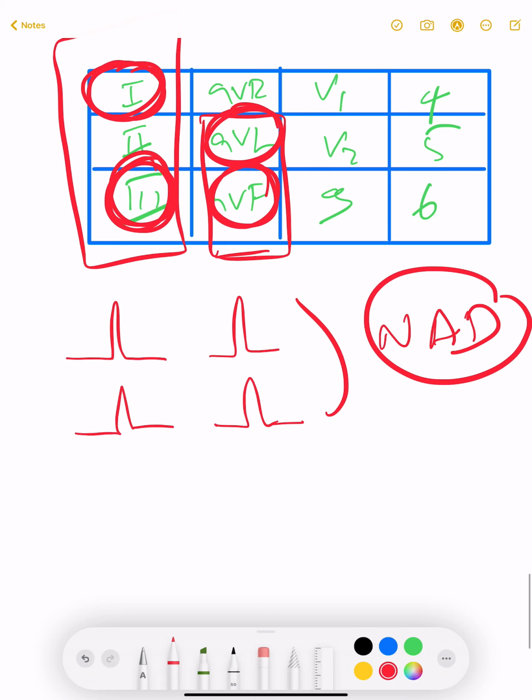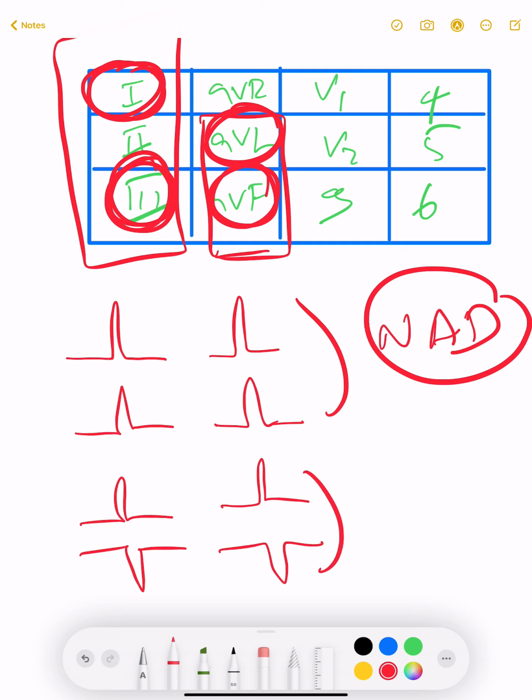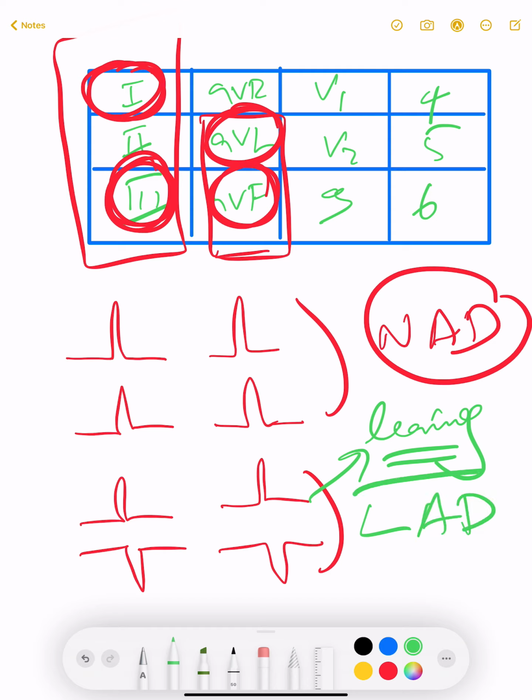On the other hand, if we see 1 positive and 3 negative, or AVL positive, AVF negative, there is a mnemonic: because they are leaving each other, this is why this is left axis deviation. They left each other, one is going in one direction and the other is going in the other direction.